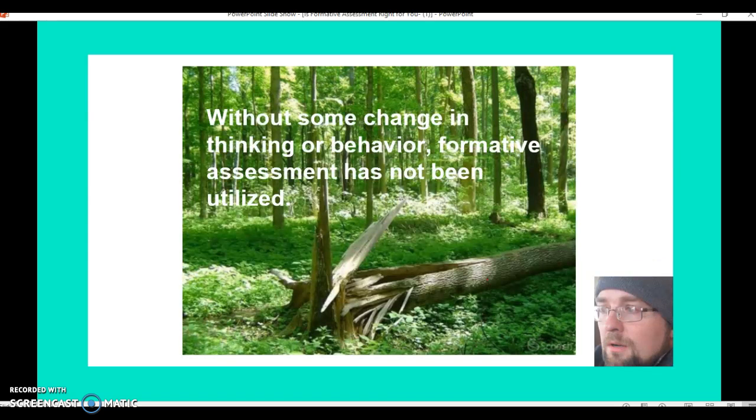A question comes to mind about whether or not a tree that falls in the forest actually makes a sound. If you're giving feedback to your students but they're not changing their behavior, then the question is, was feedback given?